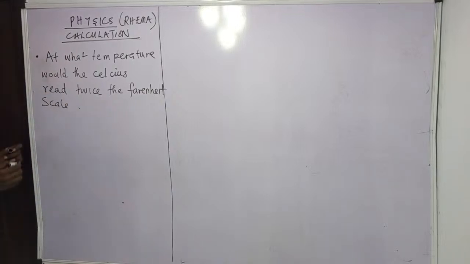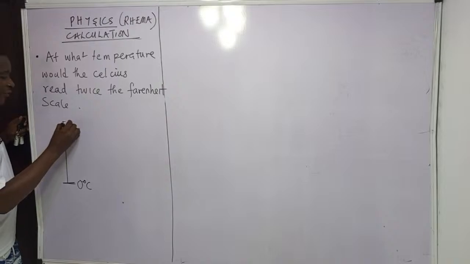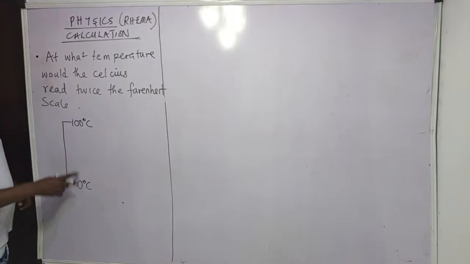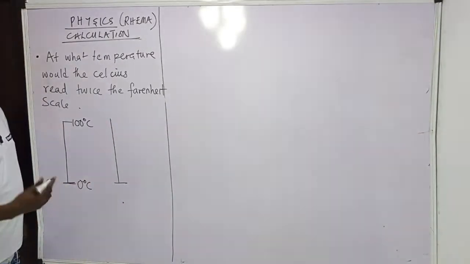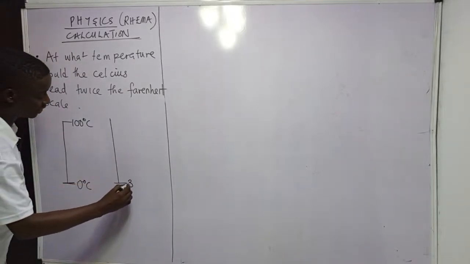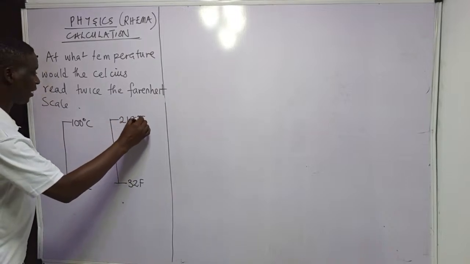Now, this is just the question given to us first. What we want to do first is to scale the Celsius scale. The lower fixed point is 0 degrees Celsius and the upper fixed point is 100 degrees Celsius. If you have questions, you can send them to us. Now, the lower fixed point of the Fahrenheit scale is 32 degrees Fahrenheit, then the upper fixed point is 212 degrees Fahrenheit.